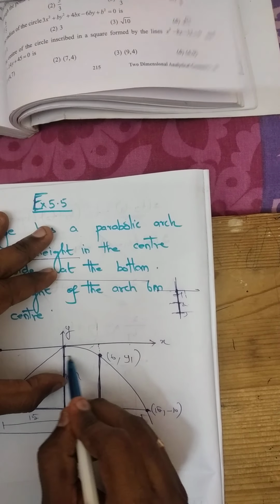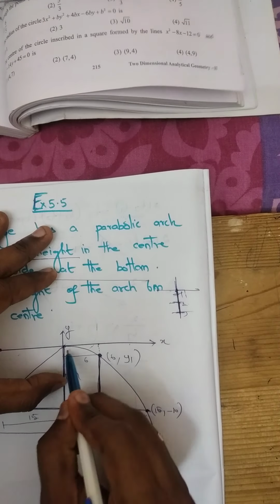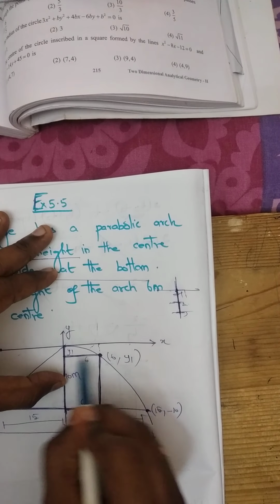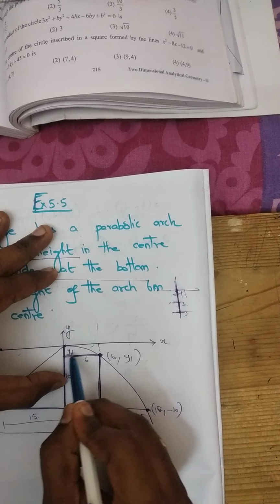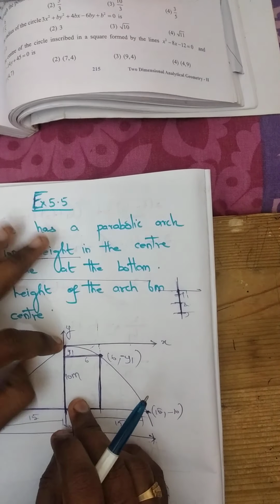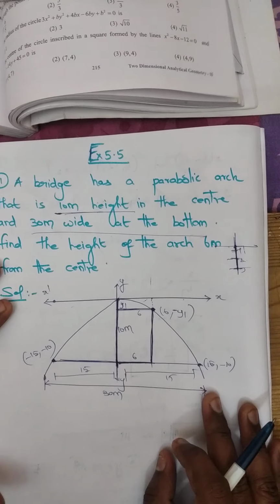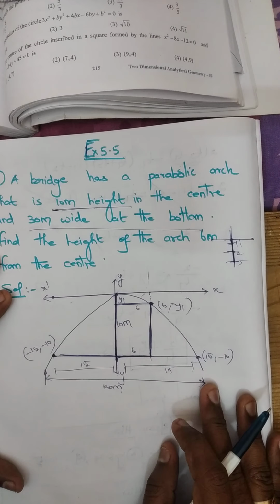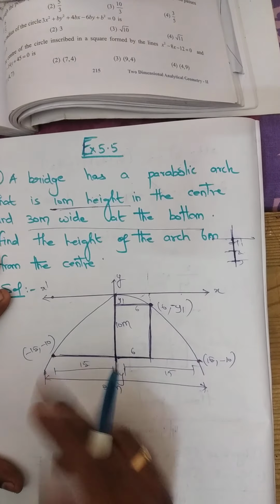So this point will be 6 and this point will be y1. I am plotting the point here. This is x, this is 6, this is y1. As y1 is negative, I need to place minus y1, that is 6 comma minus y1. So now I need to write, what is the equation of the parabola form?